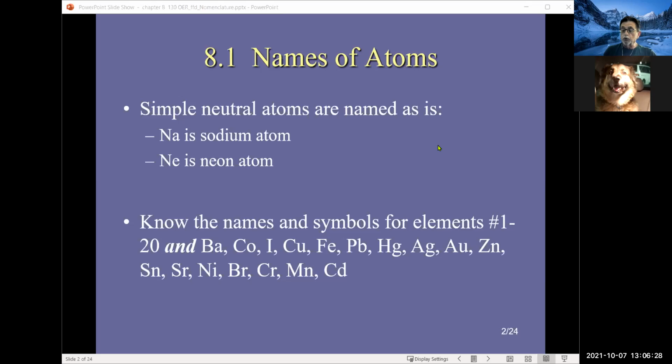So be aware of the first 20 elements, and then we're going to throw in some more here. Ba, which is barium. Co, which is cobalt. I, which is iodine. And then we have copper, Cu. Fe is iron, Pb is lead, Hg is mercury, Ag is silver, which sometimes gets confused with Au, which is gold.